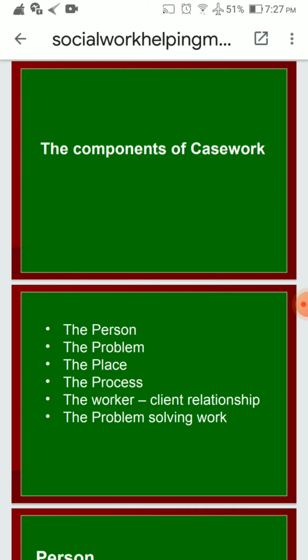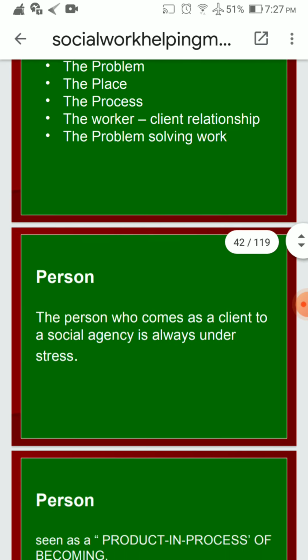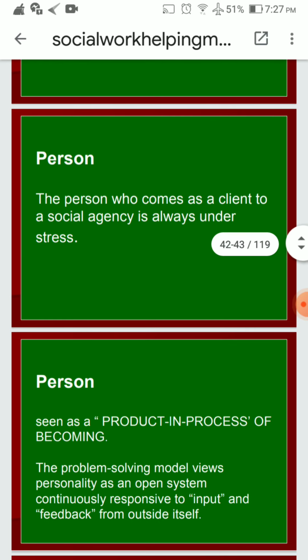First is the person, second is the problem, third is the place, fourth is the process, fifth is the worker-client relationship, and the last is the problem-solving work. So first, let's discuss the person.